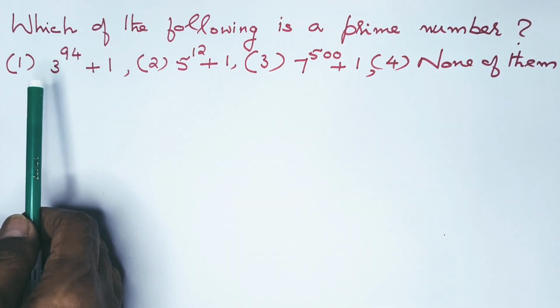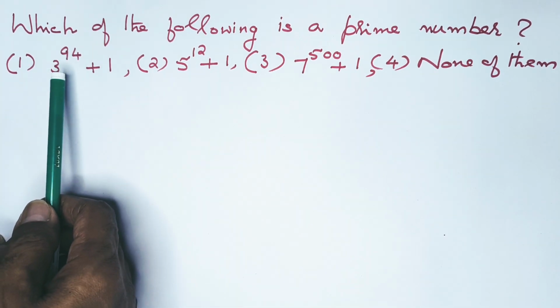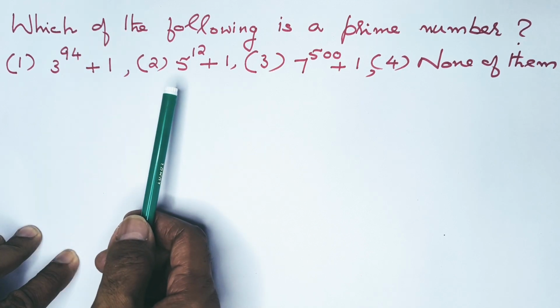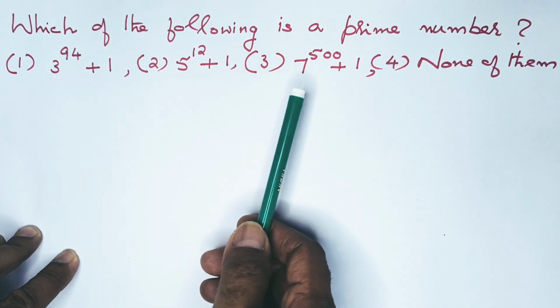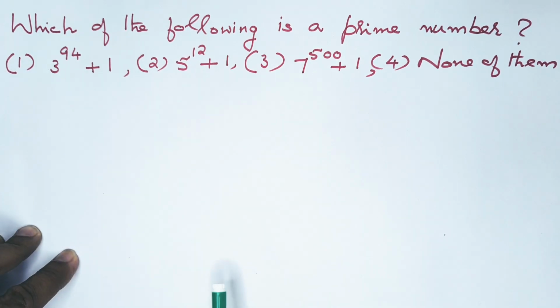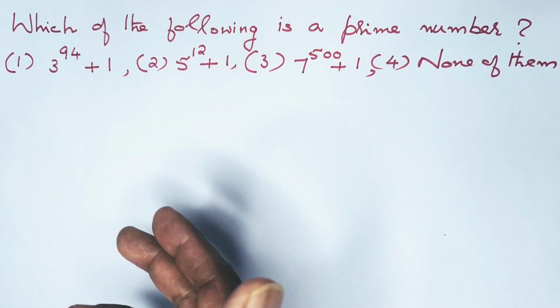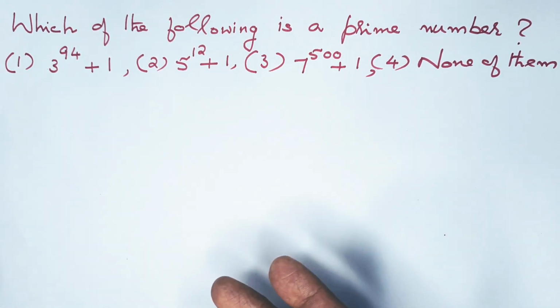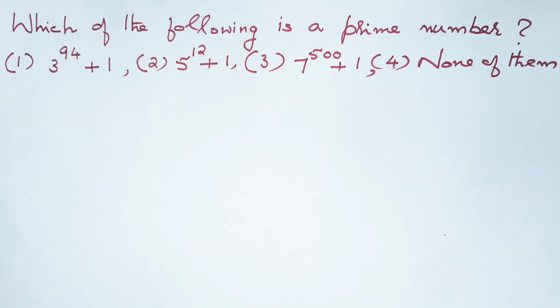In this question, the numbers are 3 to the power of 94 plus 1, 5 to the power of 12 plus 1, 7 to the power of 500 plus 1. These are the three numbers given and we need to identify which one of them is prime. Or if none of them is prime, the last option would be the correct choice.